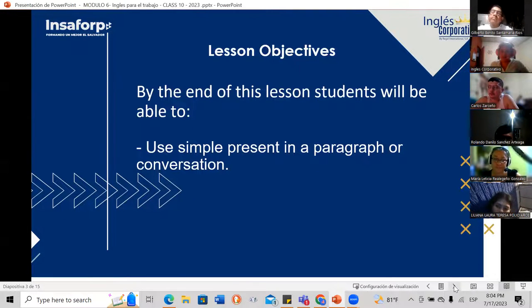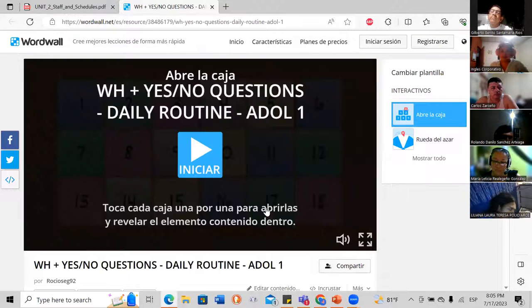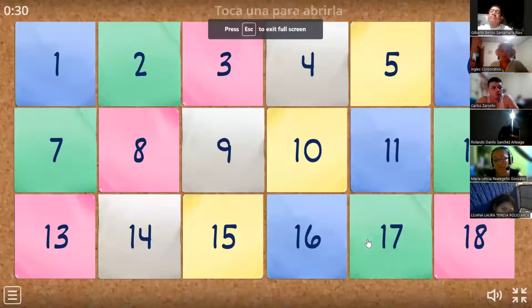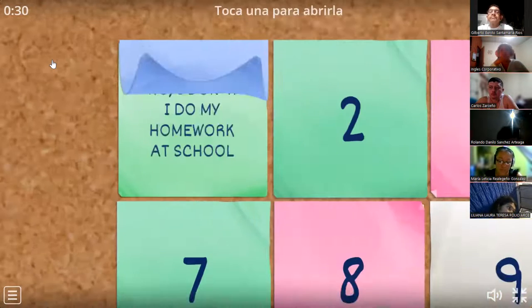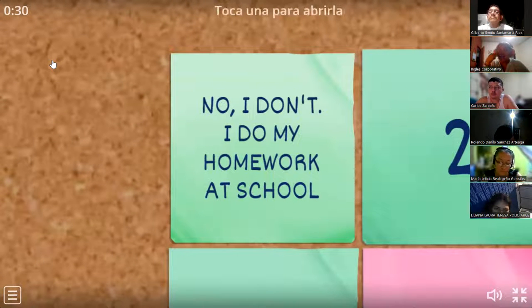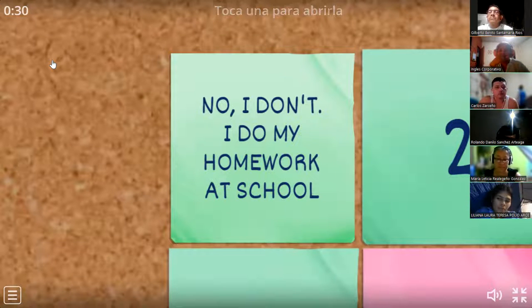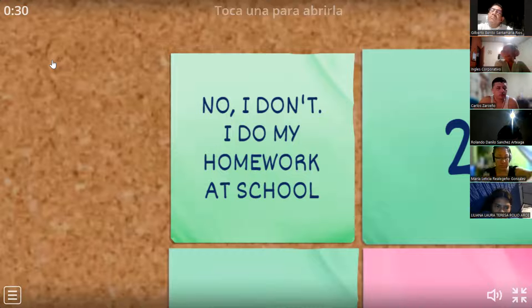Okay, so I have this activity for you. It is a review about simple present. What we are going to do, for example, if I choose number one, I have this answer that says, no, I don't. I do my homework at school. So that is one answer. What will be the possible question to get this answer?